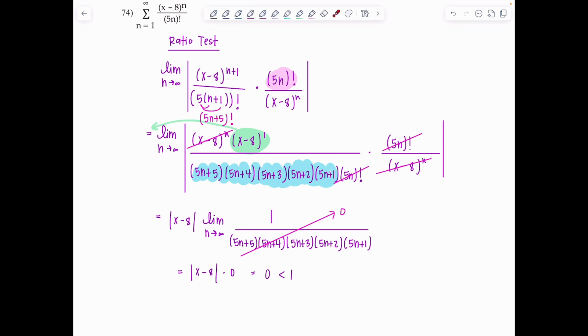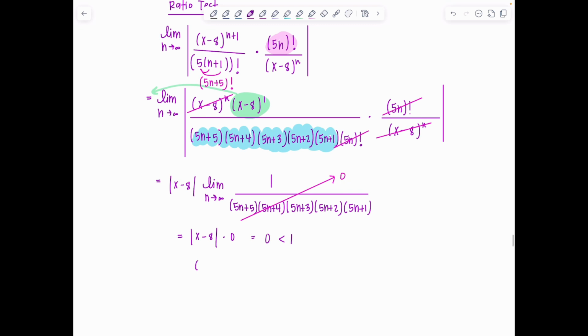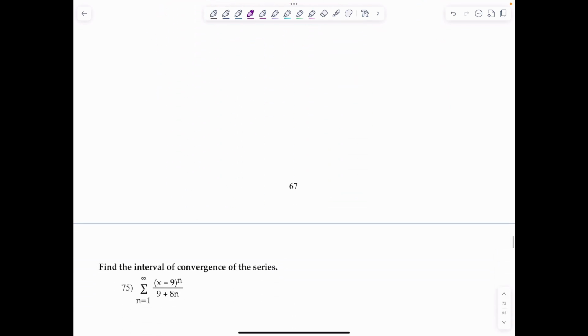So that means it doesn't matter what x is. This limit will always be smaller than 1. So if it doesn't matter what x is, then x can be any real number. If x can be any real number, then my radius is infinite, because x can be any number from negative infinity to infinity. That's my interval of convergence, which means my radius of convergence is unbounded. It's infinite. Okay, these are some of my favorite because then it's like, boom, you're done. Fabulous. All right, next one.